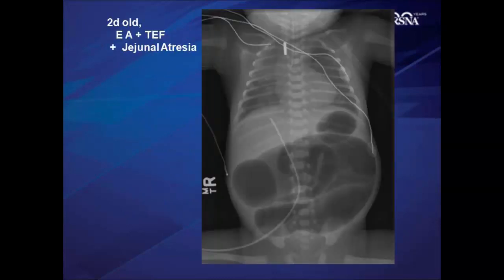For instance, this baby has esophageal atresia with T fistula. The approach is to drain the secretions to avoid possible complication of aspiration pneumonia. Yet the T fistula area is seen here, and we have many bowel loops dilated. The patient has jejunal atresia. So one atresia will hide another atresia, which may hide the anorectal malformation.